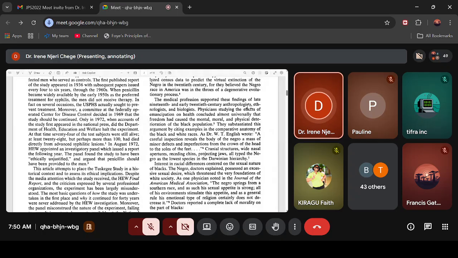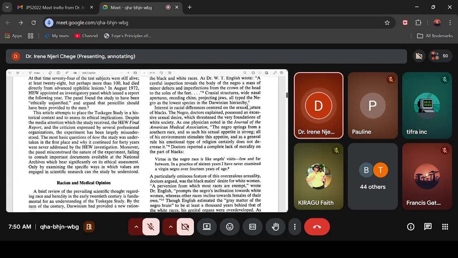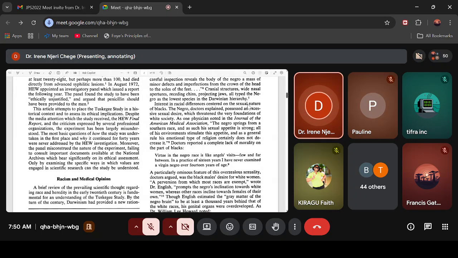Someone called Dr. W.T. English wrote, "A careful inspection reveals the body of the Negro, a mass of minor defects and imperfections from the crown of the head to the soles of the feet, cranial structures, wide nasal apertures, receding chins, protruding jaws. All type the Negro as the lowest principle in the Darwinian hierarchy." That is very recent. Interest in racial differences centered on the sexual nature of the Blacks. The Negro, doctors explained, possessed excessive sexual desire, which threatened the foundation of the white society. So you look at the details for yourself.